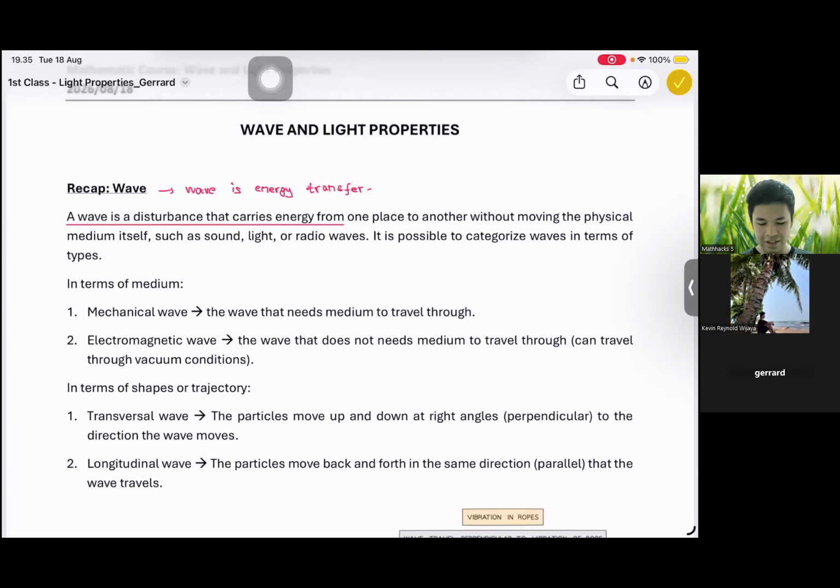And for wave, the energy transfer is happening without the moving of the physical medium itself. So it is different from when you push, let's say, a box, or you lift a box. If you push or lift a box, you can visually see the matter or the physical thing moving. But in a wave, sometimes we cannot see, sometimes we cannot hear, sometimes yes.